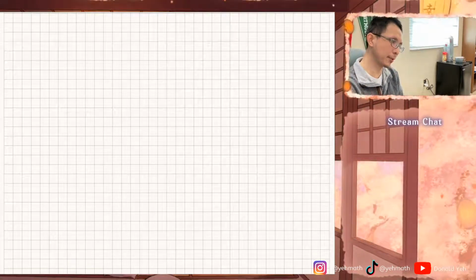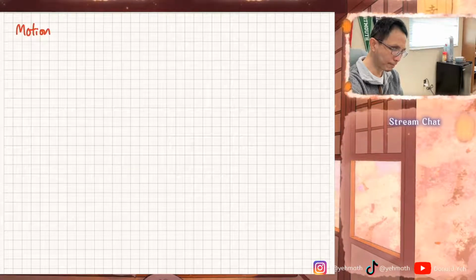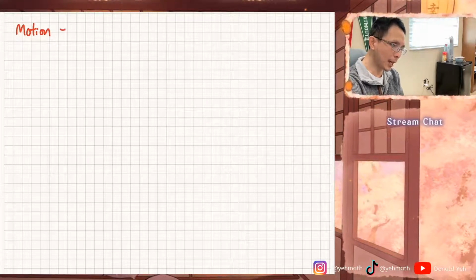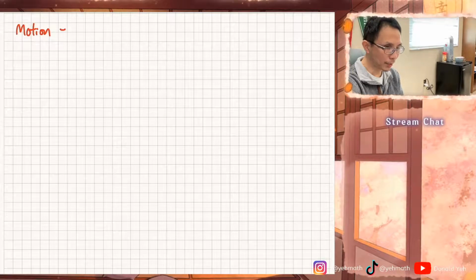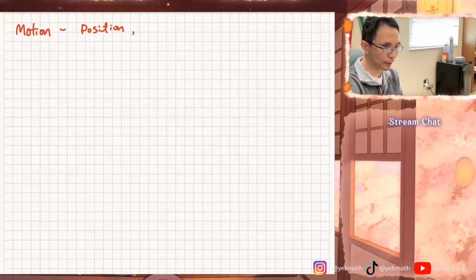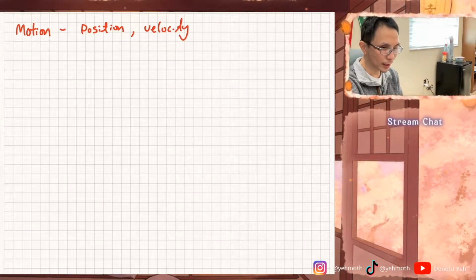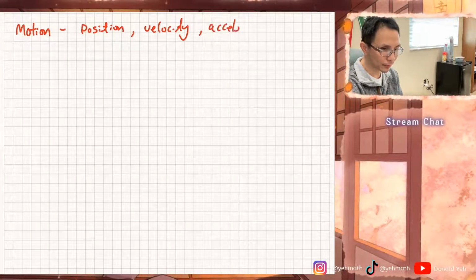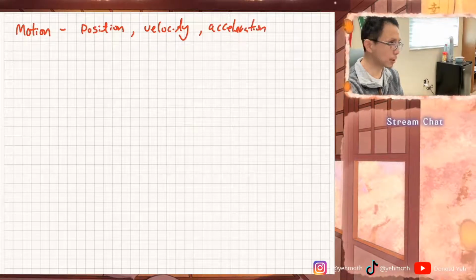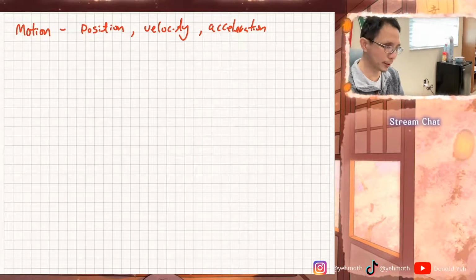So now we're going to talk about motion. What is motion? This is a motion. It has a position. So basically we talk about physics: velocity and acceleration. And you're pretty much just going to learn how to utilize the formulas and think about all those things.